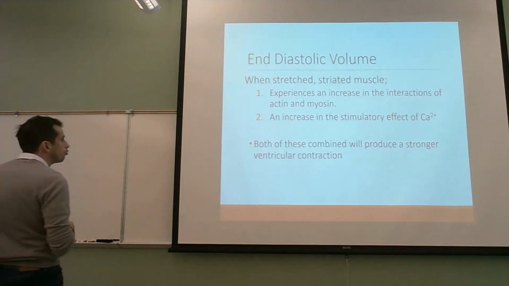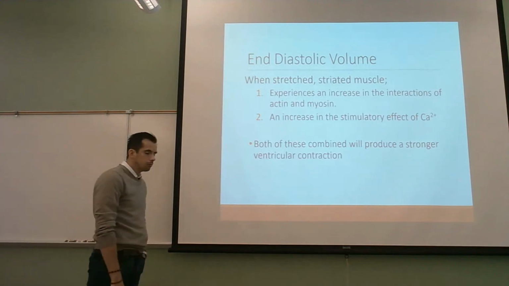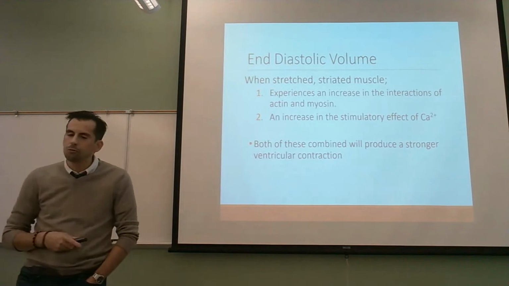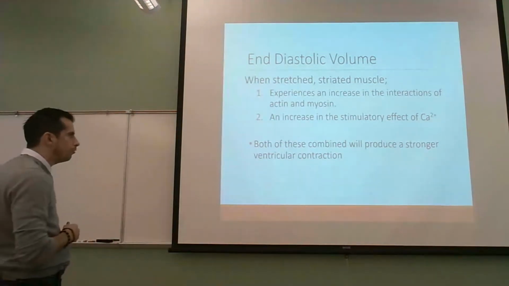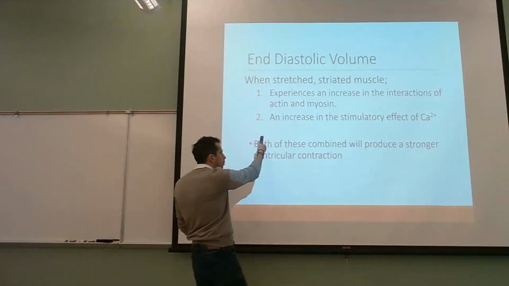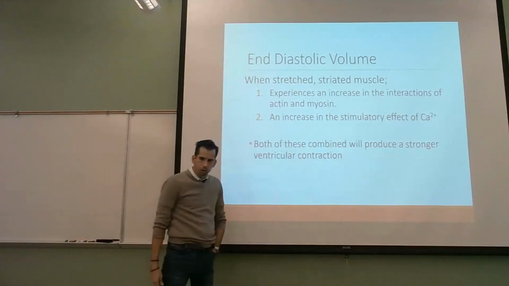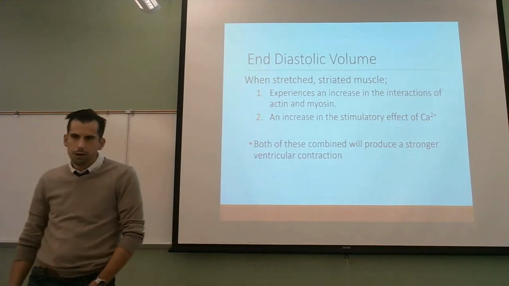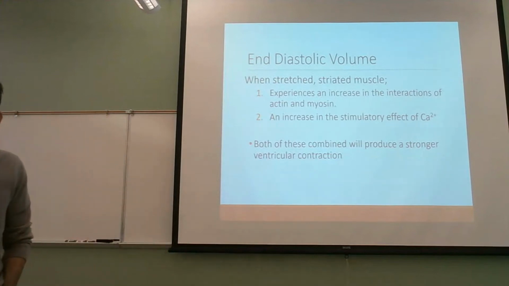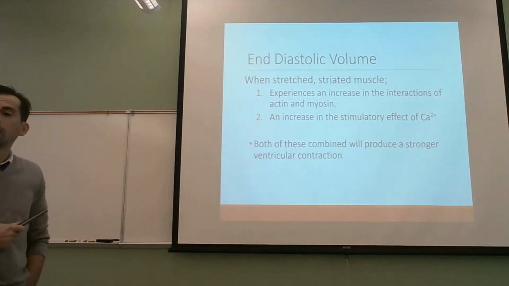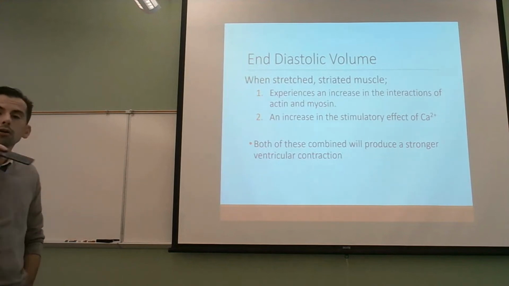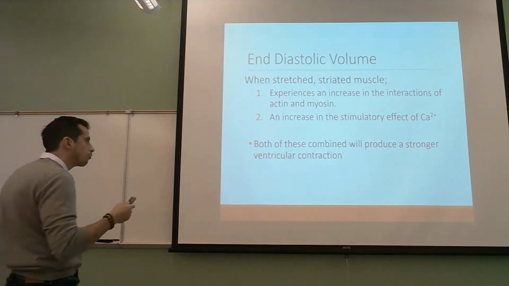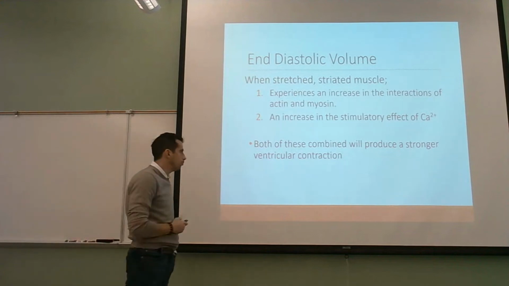So when we see this muscle stretched, you see an increase in the interactions between the actin and the myosin. You see an increase in the stimulatory effect of the calcium. This is also what we wind up seeing with the sympathetic nerves to generate a stronger contraction. Anyway, end result is the greater the end diastolic volume of blood in the heart, the greater the heart contraction strength is going to be, therefore the greater the stroke volume is going to be.